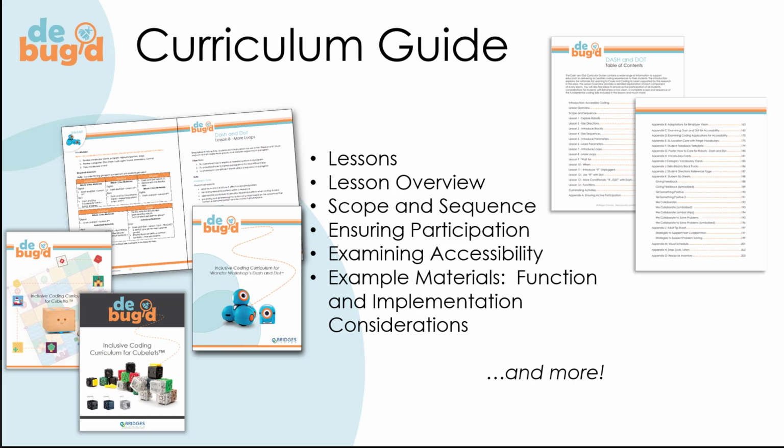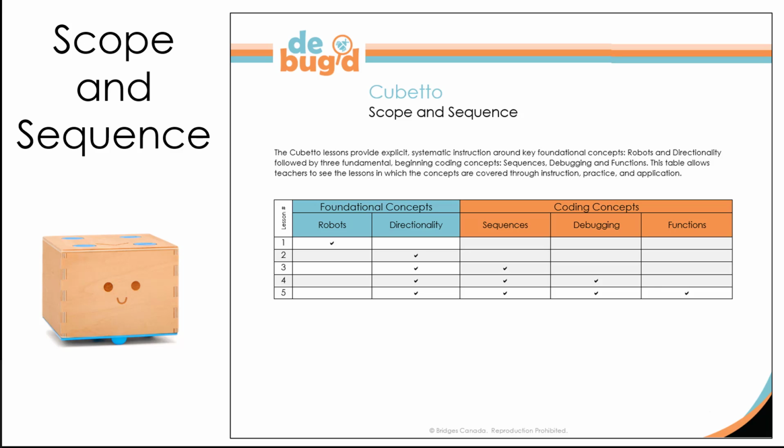Each curriculum guide contains all of the lessons, a lesson overview, and a scope and sequence that maps out all of the coding concepts that are covered. Ideas are provided to ensure that all students are active participants in every lesson. We've included an examination of the accessibility of the robot in each curriculum guide. We've also included examples of the materials teachers and students will use in Debugged and provide an explanation of their function and implementation ideas. Here's a close-up of each scope and sequence.